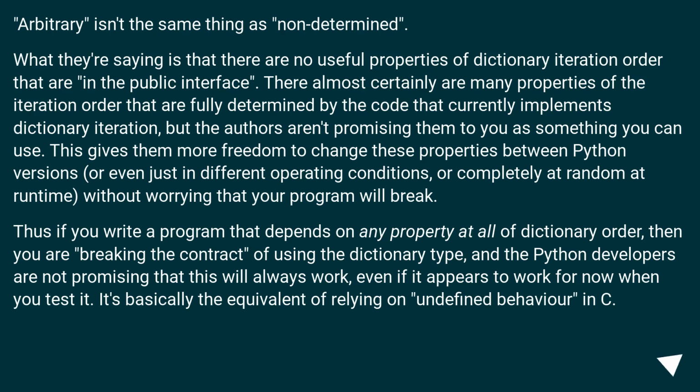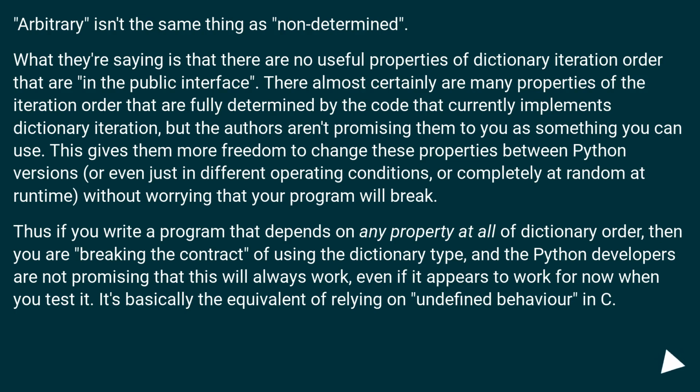Arbitrary isn't the same thing as non-determined. What they're saying is that there are no useful properties of dictionary iteration order that are in the public interface. There almost certainly are many properties of the iteration order that are fully determined by the code that currently implements dictionary iteration, but the authors aren't promising them to you as something you can use. This gives them more freedom to change these properties between Python versions, or even just in different operating conditions, or completely at random at runtime, without worrying that your program will break.